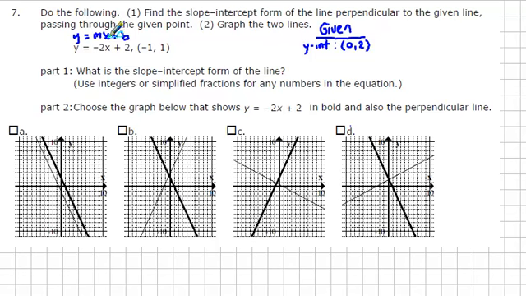Also notice that the coefficient of x is negative 2. That indicates that the slope is equal to negative 2. So the slope of the given line is negative 2. All right, let's write down now what we know about the perpendicular line.